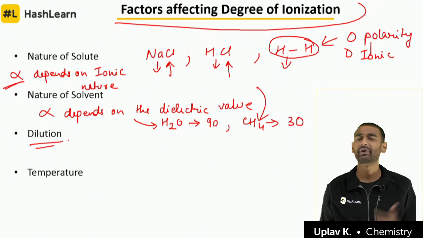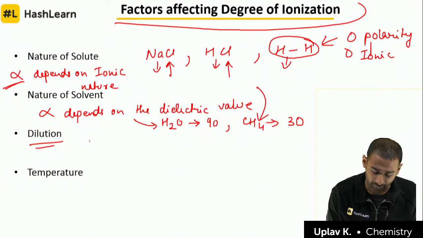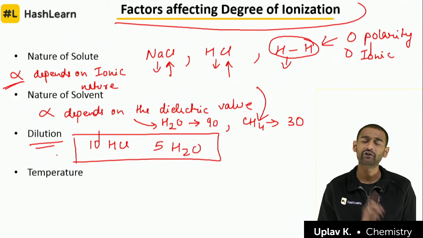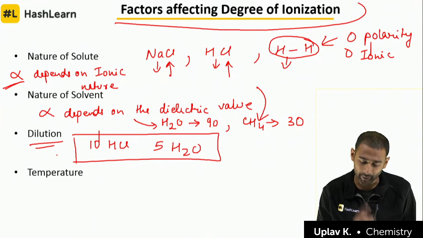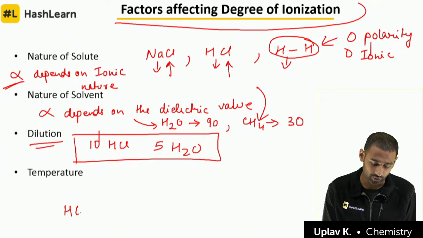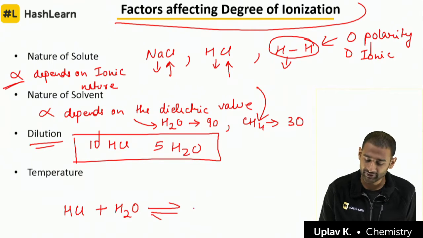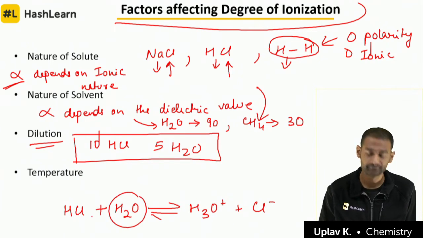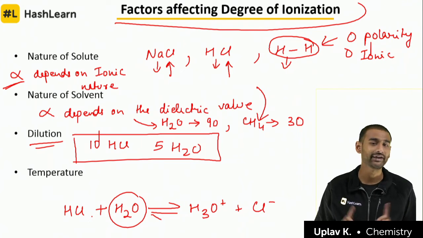Next, how does it depend on dilution? Look, suppose I am talking about 10 molecules of HCl and 5 molecules of water. I have a solution which has 10 molecules of HCl and 5 molecules of H2O. Now remember one thing, whenever I want HCl to dissolve, what happens? HCl plus H2O will give us H3O plus Cl minus. So can I say that for HCl to split, I need water, right?